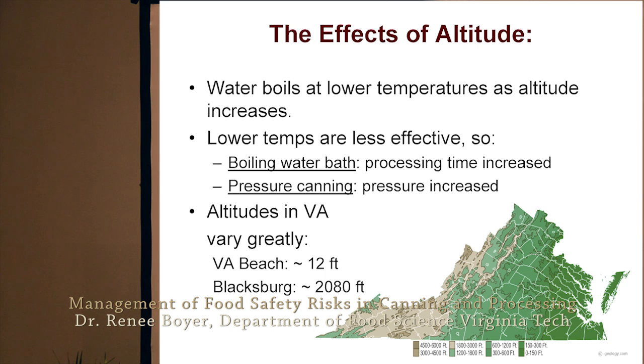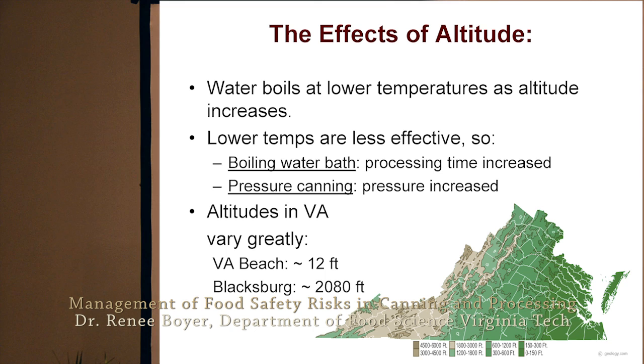So water boils at lower temperatures as the altitude increases. I mentioned before that water boils at 212. Well, in Blacksburg, water boils at 210. So it boils at a lower temperature, and lower temperatures are less effective because they're not getting high enough. So with a boiling water bath process, if you're at a higher elevation, your processing time increases. And with a pressure canner, your pressure increases in order to get it to that temperature.